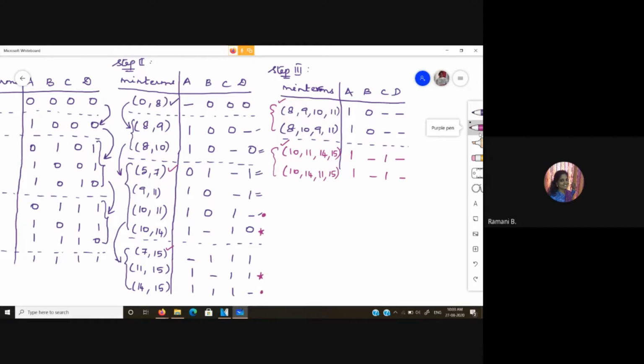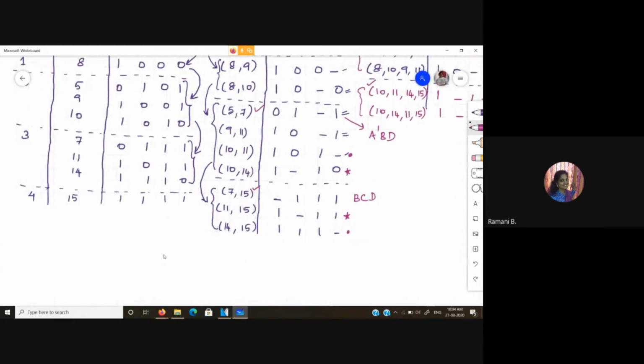So here, with respect to this min term, we have the expression AB bar. Here we have AC. Then this 7, 15 is BCD. Then 5, 7 is A bar BD. And this 0, 8 is B bar C bar D bar. So we are having 5 prime implicants. Now we need to write the prime implicant table.